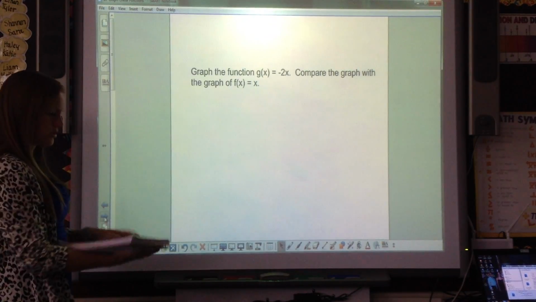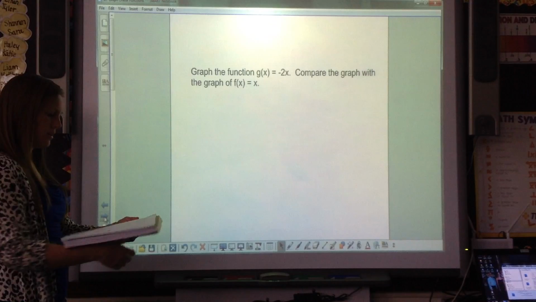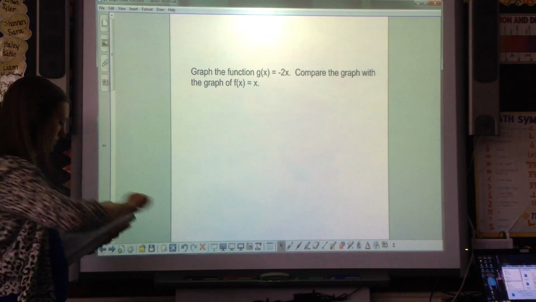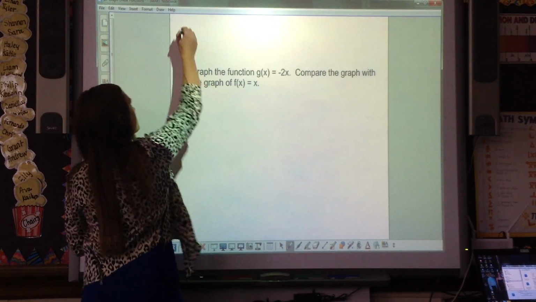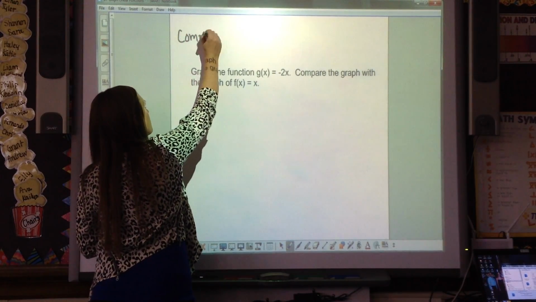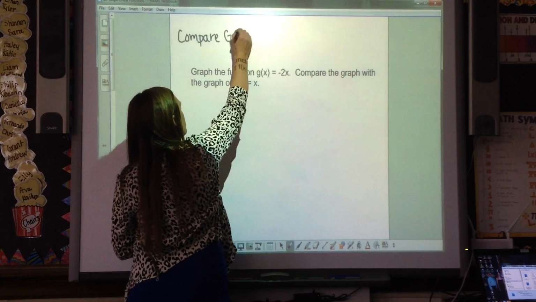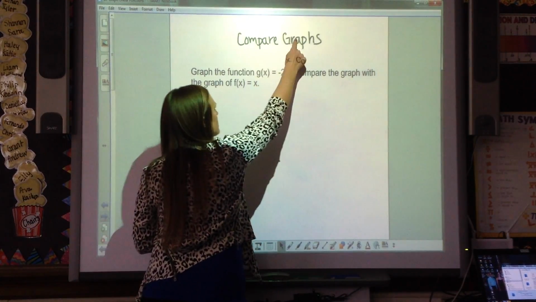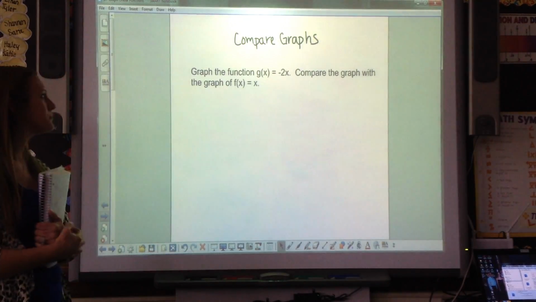Okay, this next section is graphing. Our title is going to be compare graphs with the graph of f of x equals x. You know what, I'm just going to say compare graphs. We'll just do that easy title.